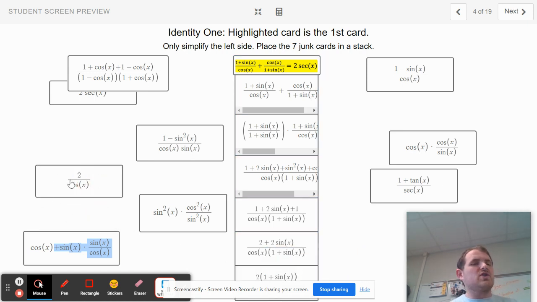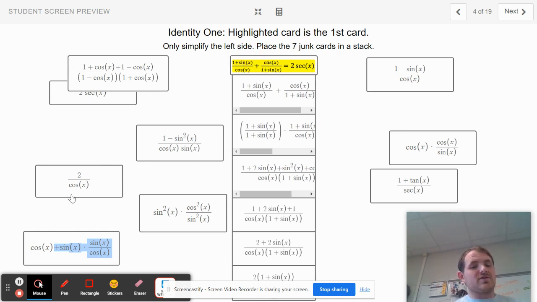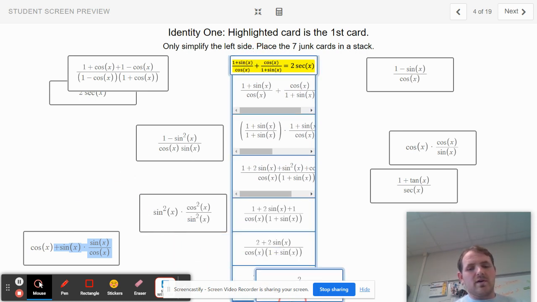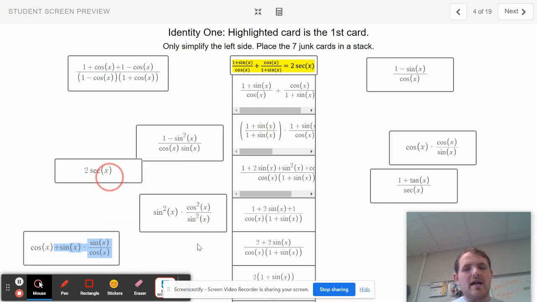What's the same thing as 2 over cosine? Secant. Yes, Troy. Wonderful. So that should be at the very bottom, the 2 over cosine, and then the secant. Now, sometimes you got to zoom in and out, so the 2 secant should be at the very bottom. And then it says you should have 7 junk cards left over.